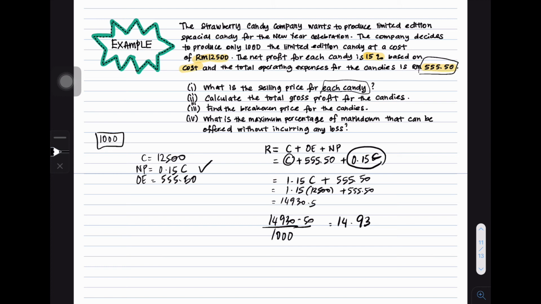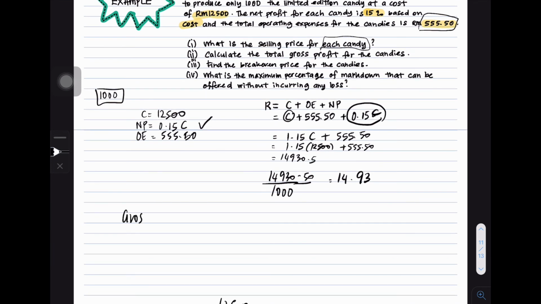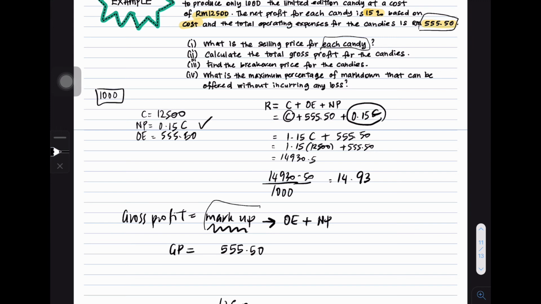Alright, soalan nombor 2. Calculate the total gross profit for the candies. So awak kena ingat, gross profit okay, adalah markup. Gross profit ni samalah maksudnya dengan markup. So apa dia markup? Markup adalah operating expenses tambah dengan net profit. Okay, dan operating expenses kita adalah RM555.50. Okay, kita nak cari gross profit. Gross profit sama dengan markup. So markup adalah operating expense, which is RM555.50 tambah dengan net profit. So net profit adalah 0.15C.